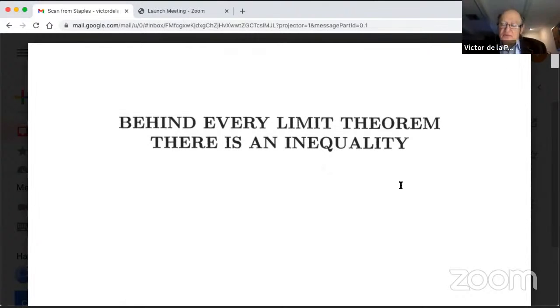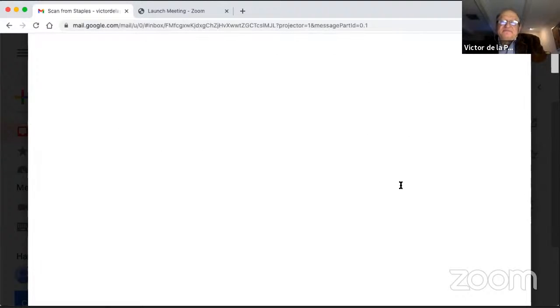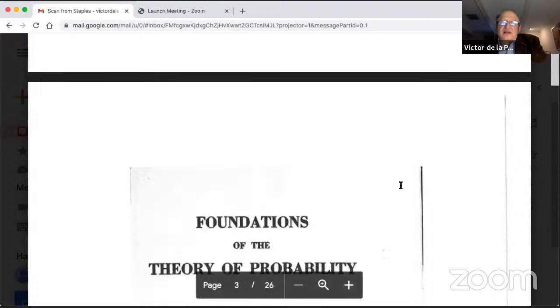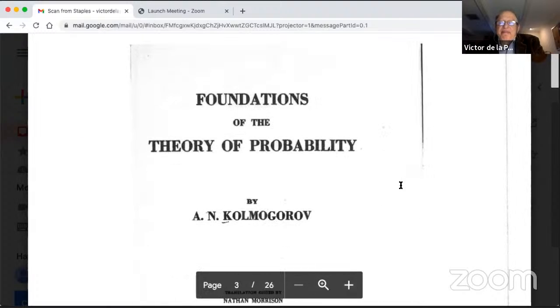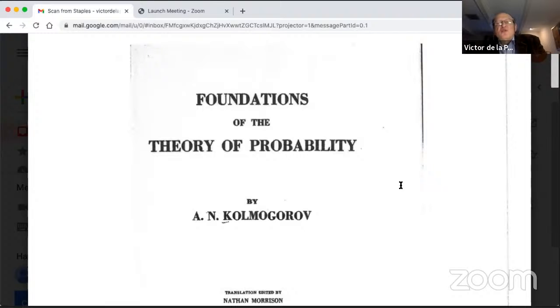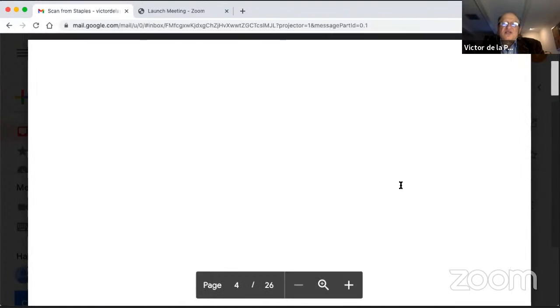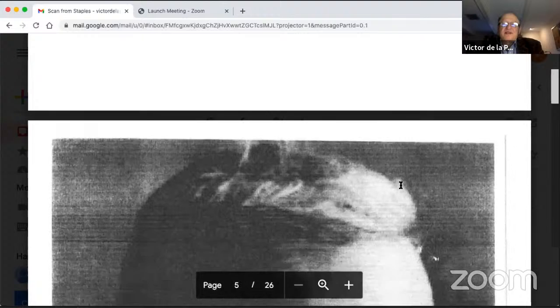Okay, so nonetheless, it was Kolmogorov. So Kolmogorov said, behind every limit theorem, there's an inequality. So this is one reason why I study inequalities. So some people study limit theorems, other people study inequalities, but they are connected. Now, just for a little relaxation, I have the picture of Kolmogorov.